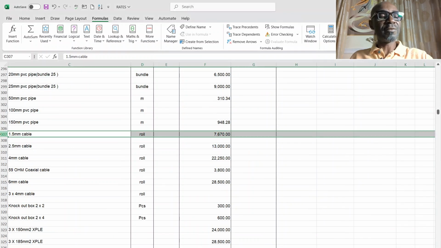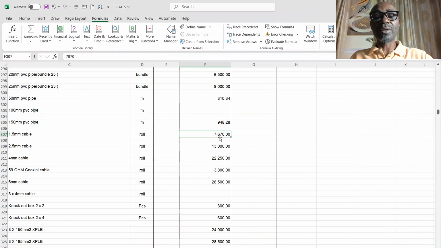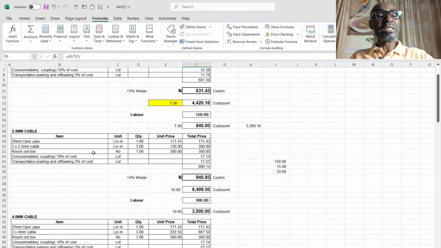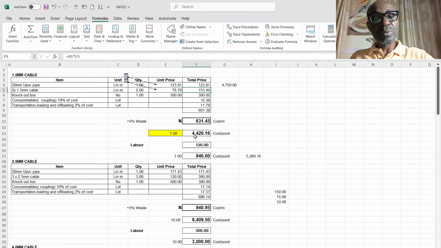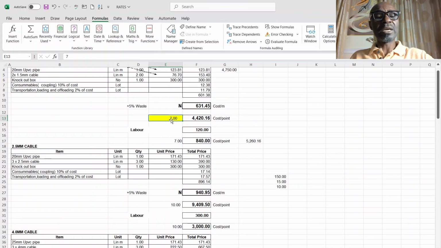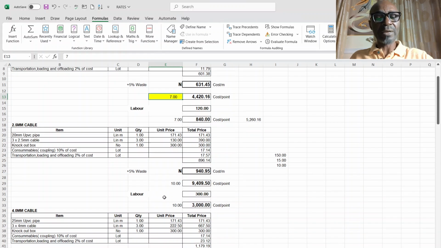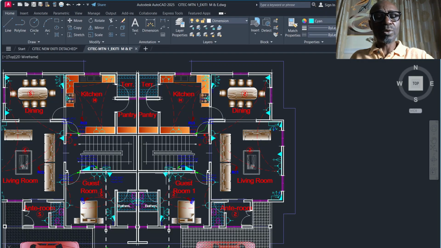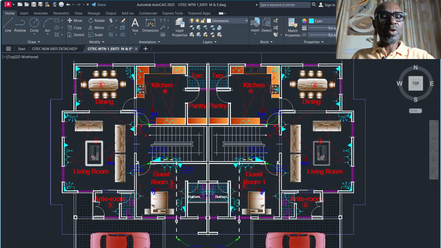In electrical works, you can see I have a 1.5 cable. A roll of it is 100 meters, at 7,670. Then I divided it by 100, and I have the cost per meter, and I multiply by 2, I have this. So it is the same principle that is applicable to all. The only difference is this one that will differ from one to another. And why it will be different from one to another, let's go to a typical drawing to illustrate that.